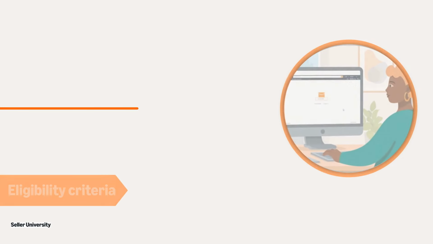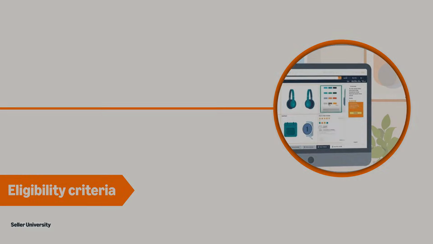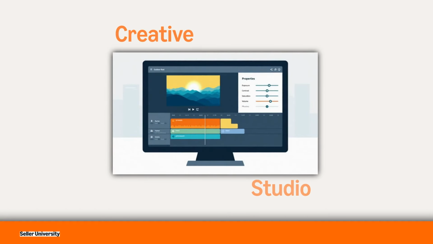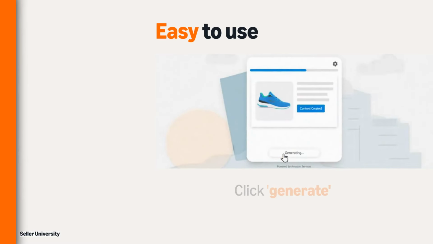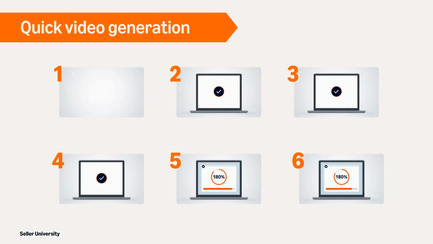To be eligible for Video Generator, you must be a brand representative or be assigned a reseller role by the brand owner. To access the tool, select Creative Studio from the Creative Tools navbar and select Video Generator. Add your product or ASIN from your catalog, then click Generate. In under 5 minutes, the tool automatically generates 6 videos for you to review.